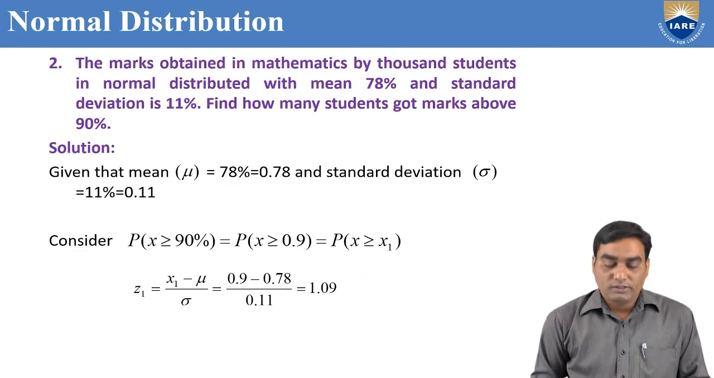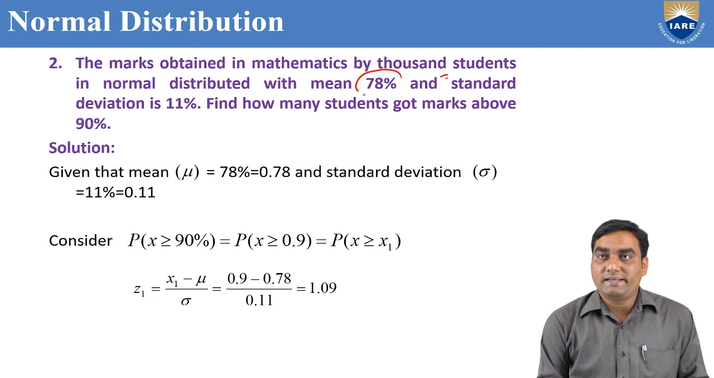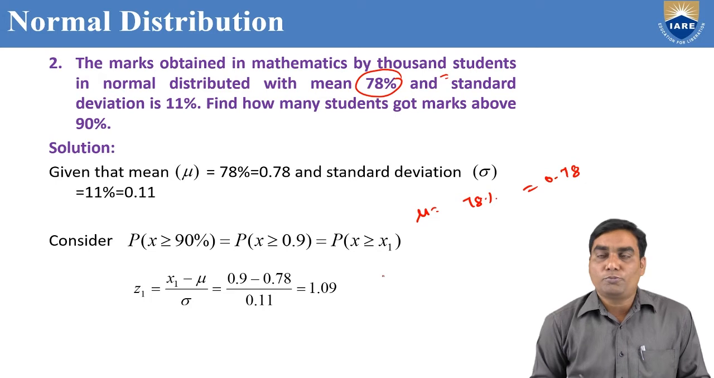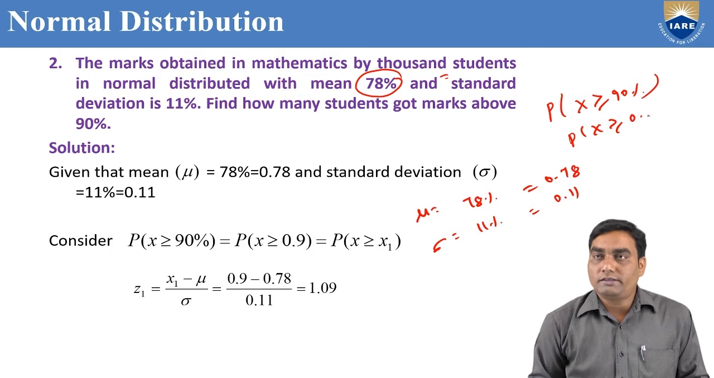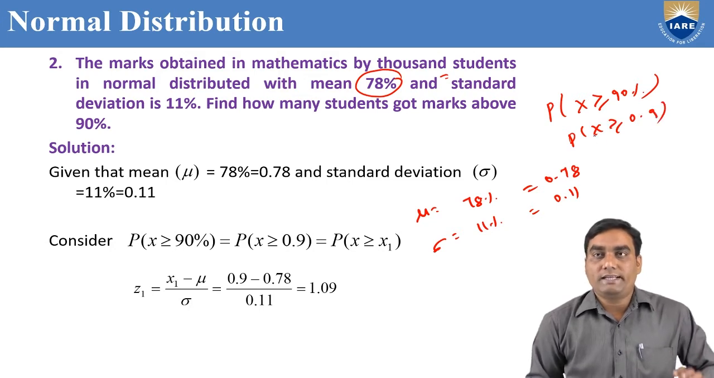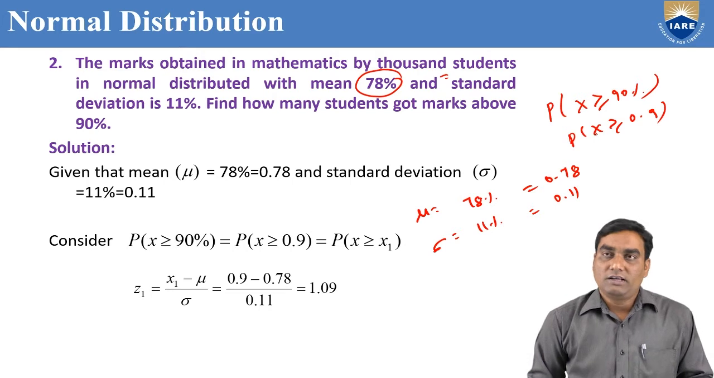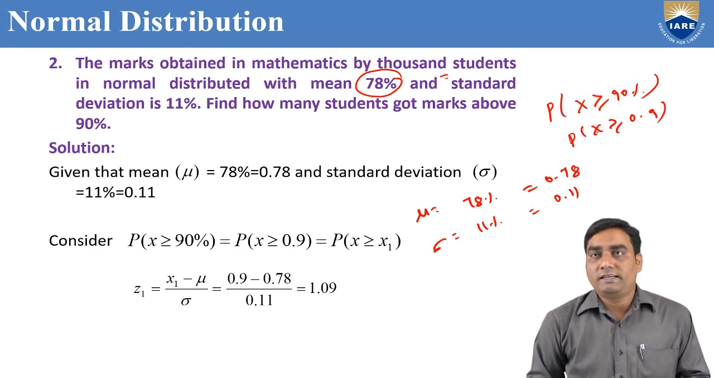Now the second problem. The marks obtained in mathematics by 1000 students follow a normal distribution with the mean 78%. Mu equal to 78% is given, which is nothing but 0.78. And standard deviation sigma is also given as 11%, that means 0.11. Find how many students go above 90%. So first you find P of x greater than or equal to 90%, that means greater than or equal to 0.9. After that, you can multiply with the total number of students, and we'll get the students who got marks above 90%.